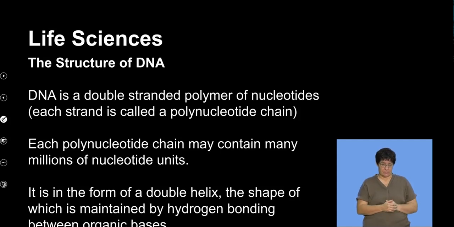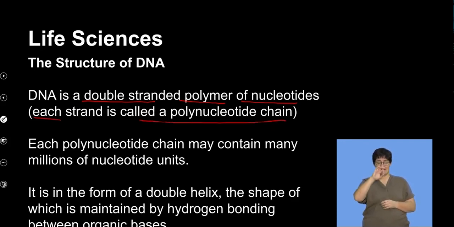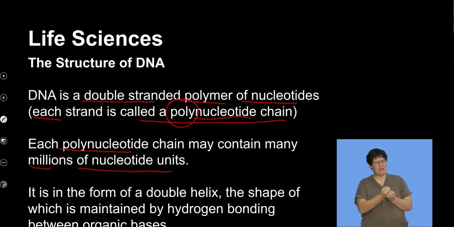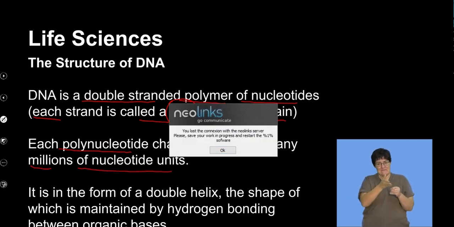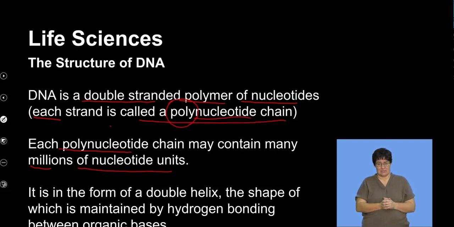So let's summarize that with a few key points. As I mentioned, DNA is a double-stranded polymer made up of nucleotides. Each strand is called a polynucleotide chain, again the concept of being made up of many nucleotides. Each polynucleotide chain may contain millions of nucleotide units. So that strand that we looked at contains many nucleotides.